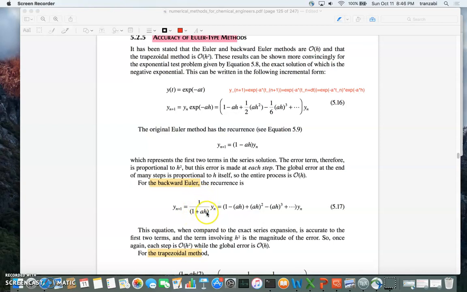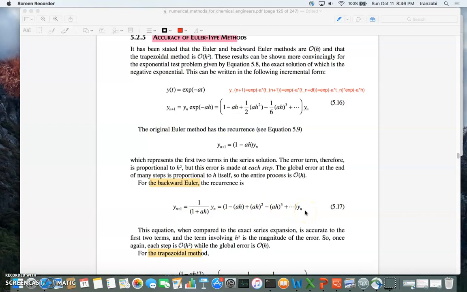So using Taylor series, this is going to be 1 minus ah. I'm just expanding this fraction, or this ratio. So it's 1 minus ah plus ah squared minus the rest of it. Let's compare 5.17 and 5.16. The first term is the same, 1 and 1. The ah term is the same. The third term is different. Here we have ah squared, and here we have ah squared divided by 2. So this is the error we're making, and from this point on would be the total error.